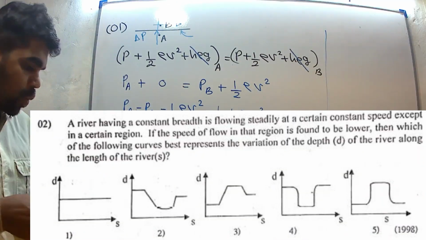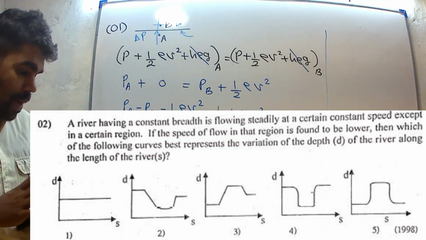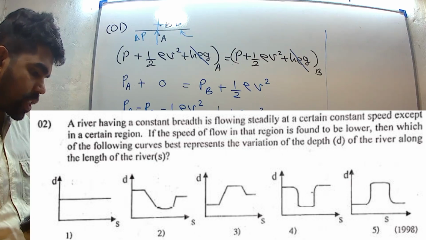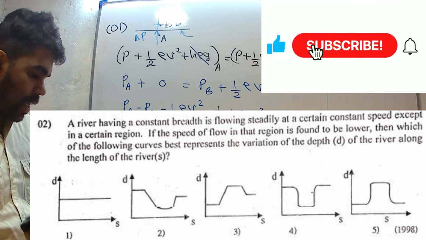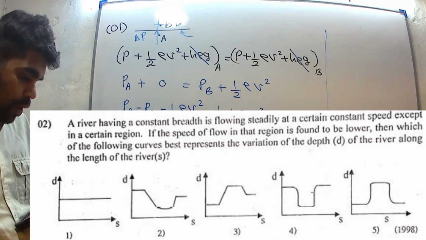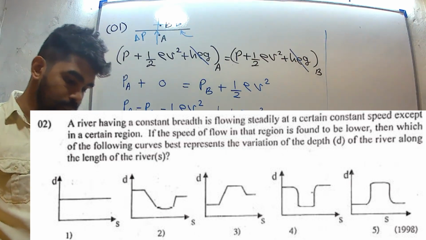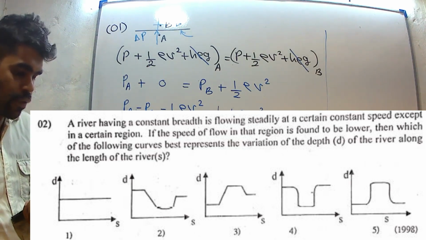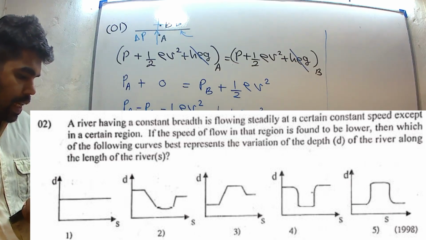Then question number 2. A river having a constant width is flowing steadily at a certain constant speed, except in a certain region. If the speed of flow in the region is found to be lower, then which of the following curves best represents the variation of depth of the river along the length of the river?